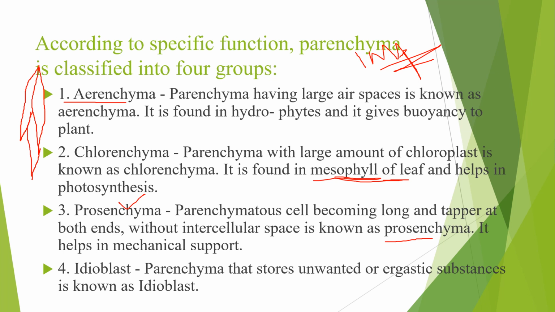So these are long cells without intercellular space, known as prosenchyma. It provides mechanical support to the plant. Then idioblast: parenchyma that stores unwanted or ergastic substances of the plant body is known as idioblast.